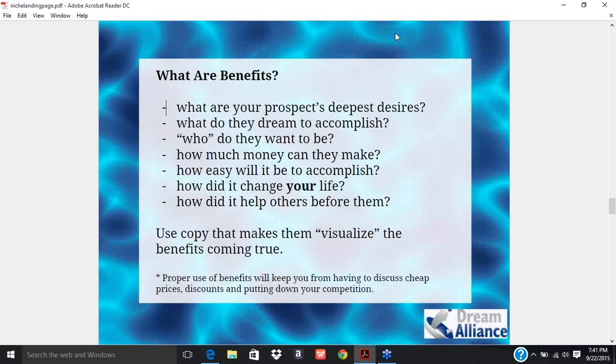Also, how did it help others before that person got there? Again, no one wants to be the guinea pig for your particular niche product. They want to know that it actually worked and changed someone else's life. No one ever raises their hand. No one ever wants to go first. We've done that experiment a million times. So you want to use copy, and this is important, that makes them visualize the benefits coming true.